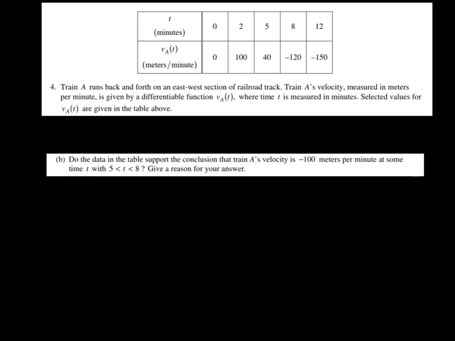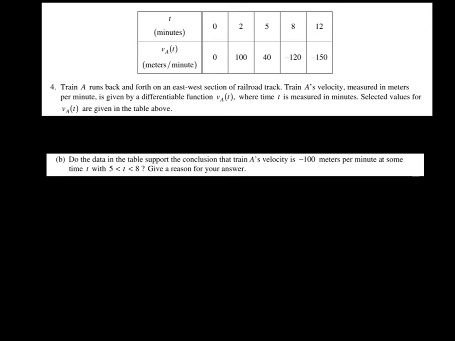We're going to wrap up tonight's video with an actual AP question from the 2014 exam. And feel free to pause here to try to digest some of the given information and just familiarize yourself with it. But the gist we've got here is we've got a train. Train A runs back and forth on an east-west section of a railroad track. And train A's velocity, which was measured in meters per minute, is given by a differentiable function v of t. Now that's special right there. I'm going to come back to that in a second, where t is measured in minutes.